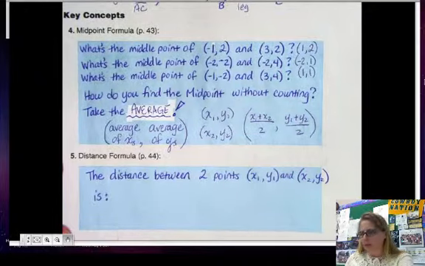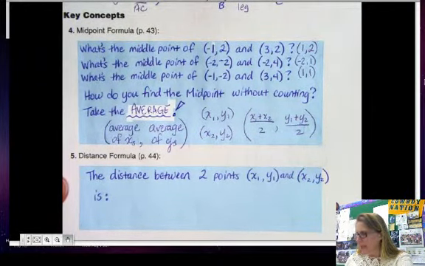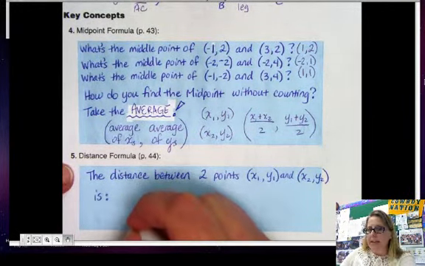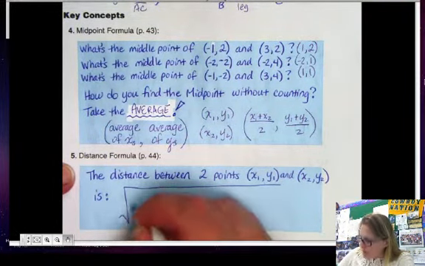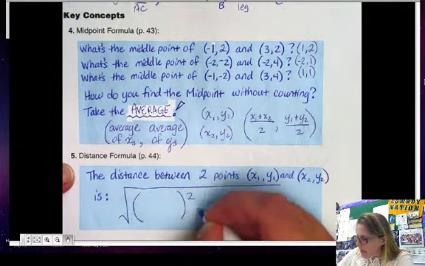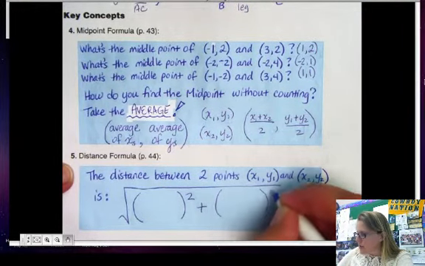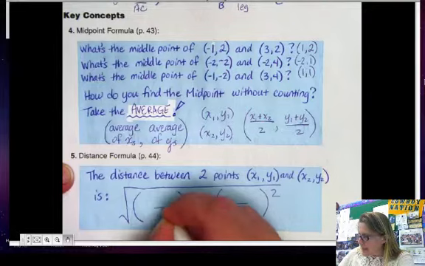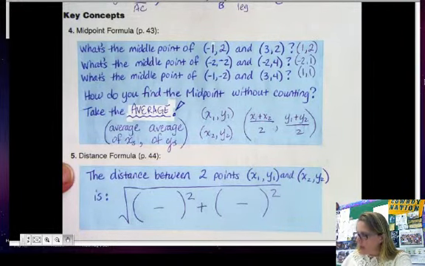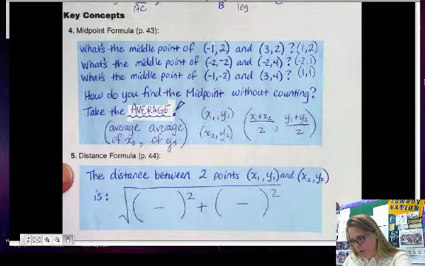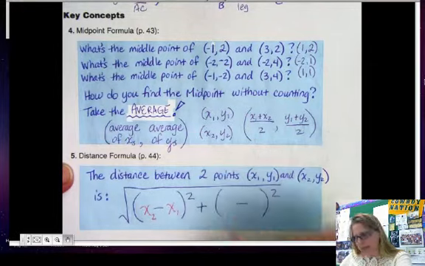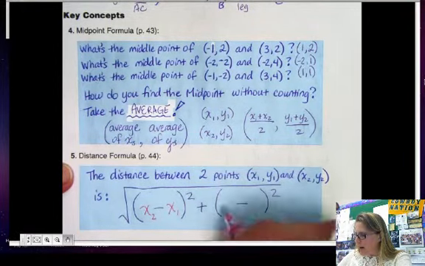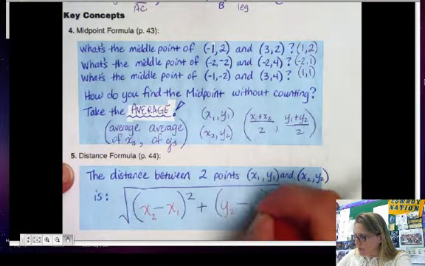Okay. Distance formula. The distance between 2 points is, here's our fancy distance formula. Great big old square root. Parentheses, parentheses squared, plus parentheses, parentheses squared. And you put minuses inside here. And then what goes here are your x's, and it doesn't matter which order you put them in. I think the book has x2 and x1, but it doesn't matter. And then you put your y's in the other spot, y2, y1.